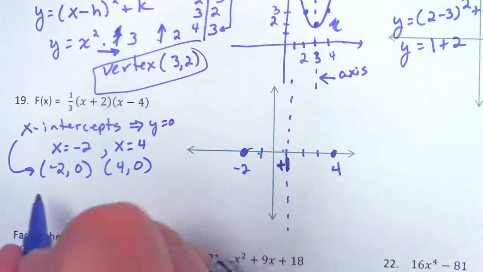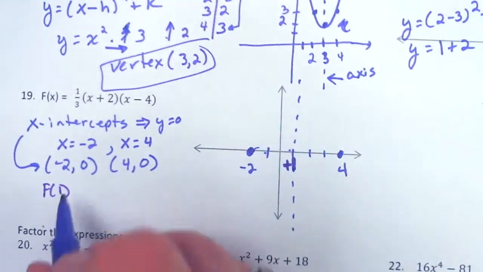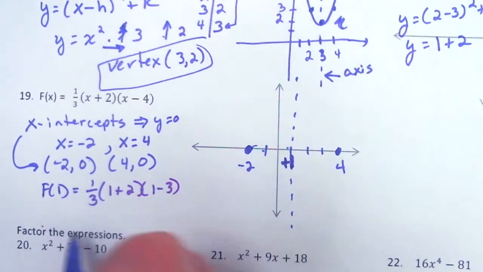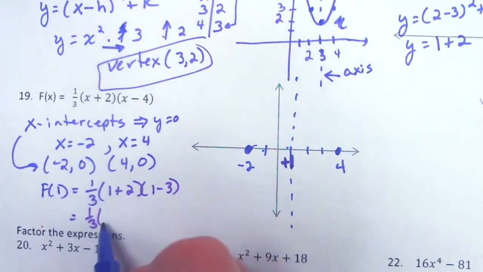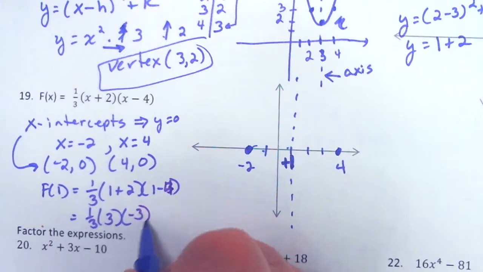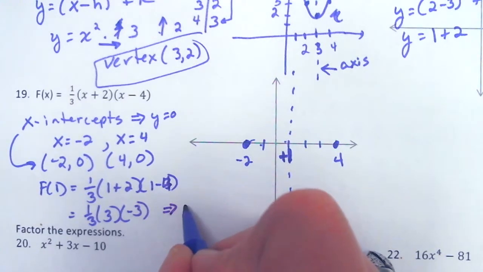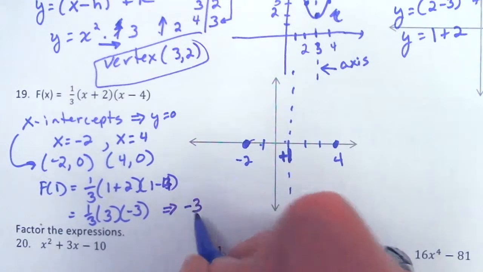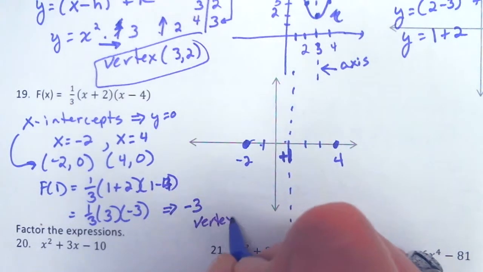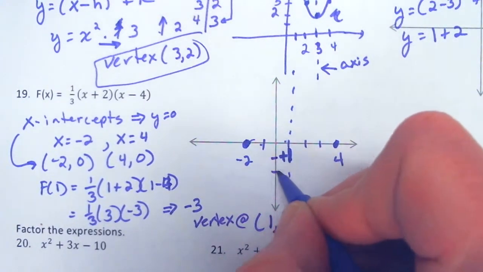So somewhere on that axis of symmetry is the vertex. So we're going to put 1 in for x, find out what that equals. 1/3 times (1 plus 2) times (1 minus 4). 1/3 times 3, that's supposed to be 4. 1 minus 4 is negative 3. 3 times negative 3 is negative 9, times 1/3. It's going to give you negative 3. So the vertex is at the point 1, negative 3.